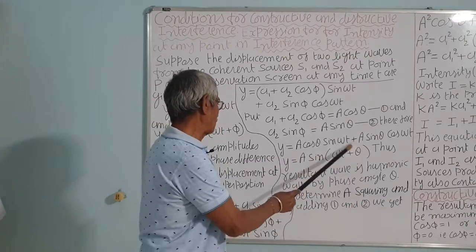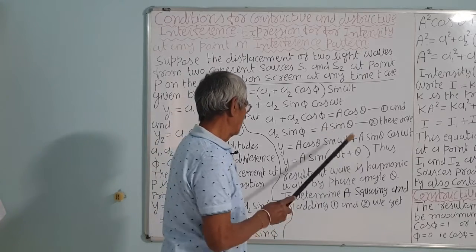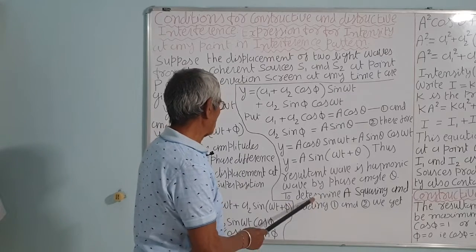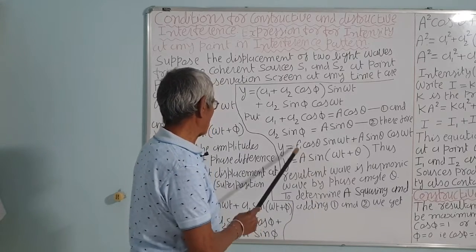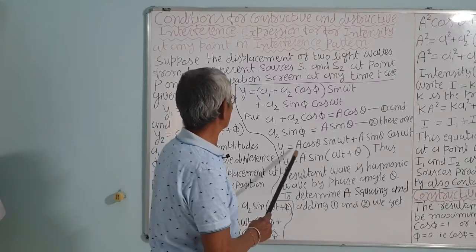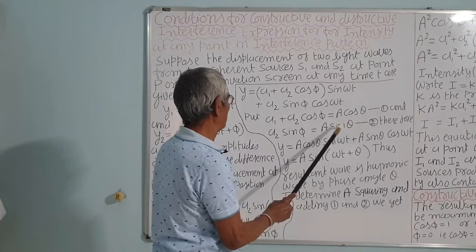So the resultant wave is also a harmonic wave, but there is a phase difference, and the phase angle between them is theta. To determine A, let us square and add these two equations, 1 and 2.